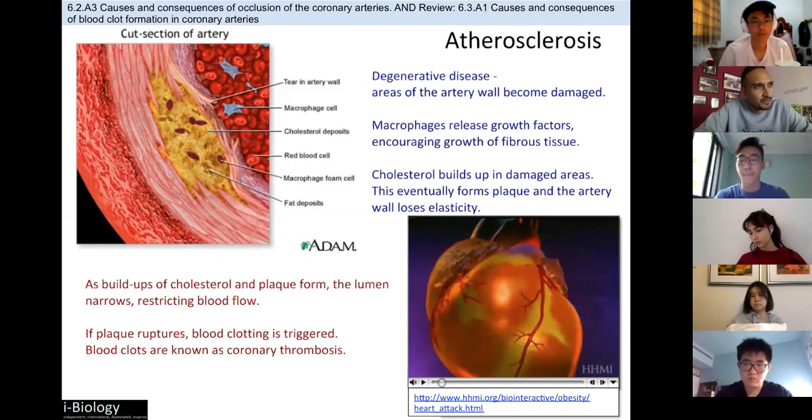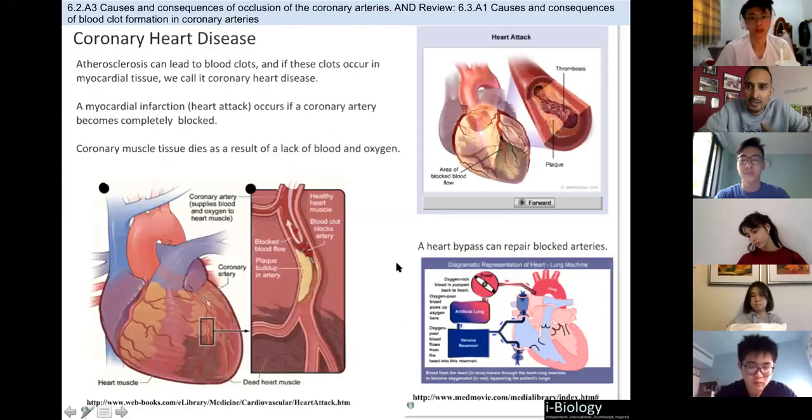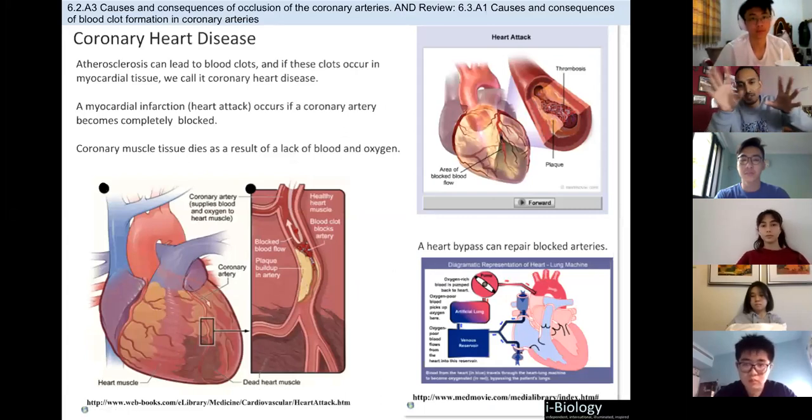There are other options, I'm trying to think of some of the others. Actually, I think it comes up later in this PowerPoint. There's something called a balloon that they can insert. They can go in there with a needle and inflate a balloon, which helps break apart the plaque.